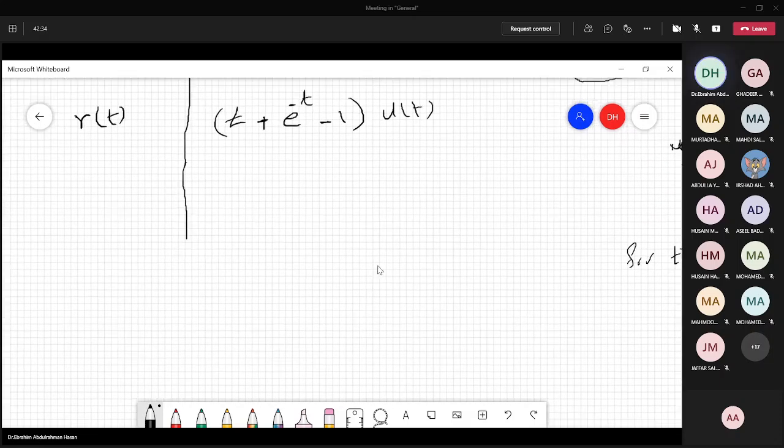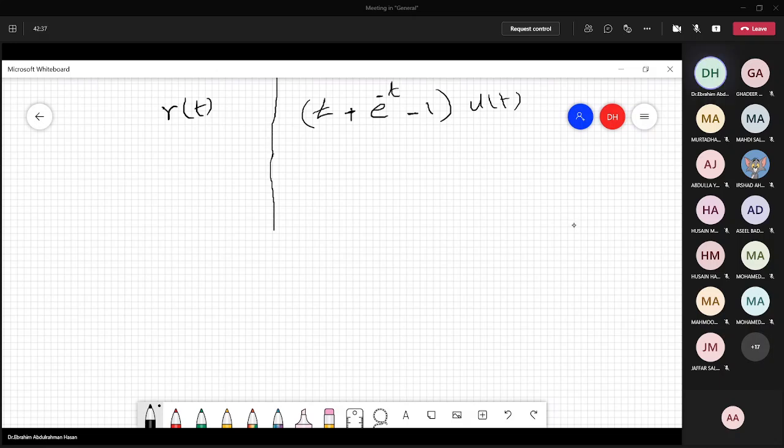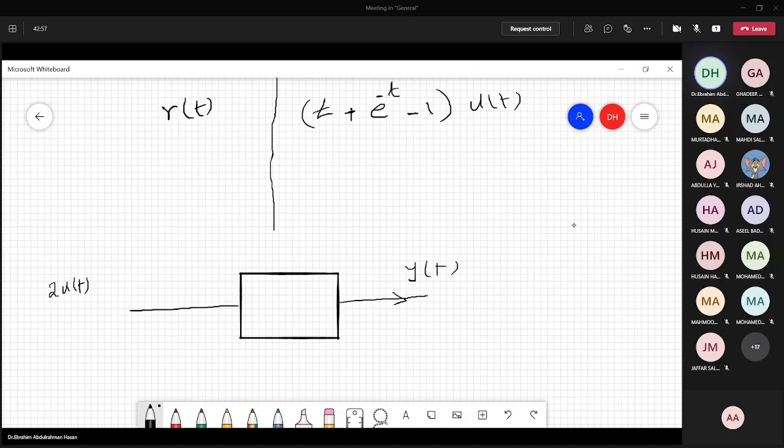So then if I have the same system, and I want to find y of t, where the input equals 2u of t plus 3 delta t minus 5 ramp of t minus 3, how do we find it with the same system, the system above?